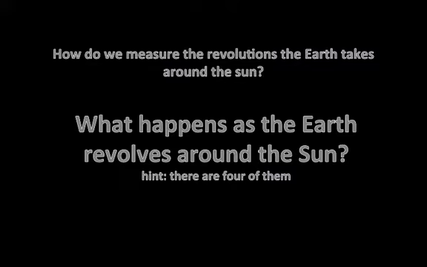Well, how do we measure the revolutions the Earth takes around the Sun? We measure it in days, which we turn into years as time passes on. And what happens as the Earth revolves around the Sun? We get seasons: summer, spring, fall, winter.